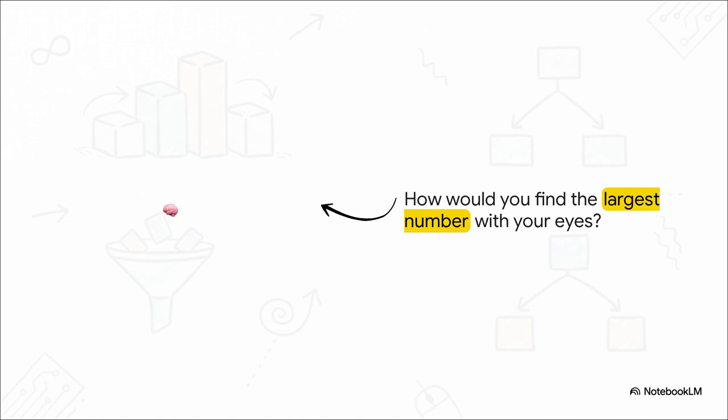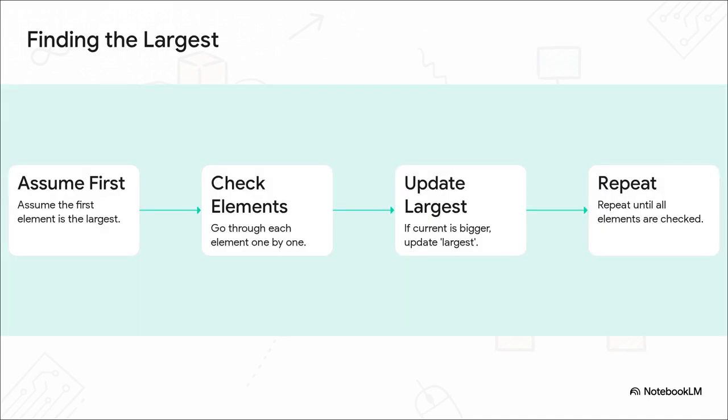And as your eyes move down the line, you are subconsciously constantly asking yourself, wait, is this new number bigger than the biggest one I've seen so far? So, we literally just teach the computer to mimic human eyes. Step 1. We assume the very first box at index 0 is the winner, our largest guess, because, well, we can't compare against nothing.